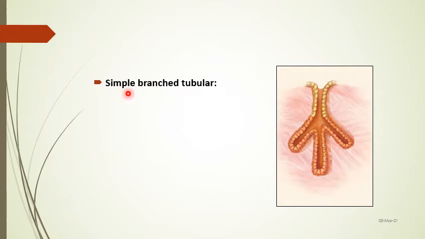عندنا تاني نوع simple branch tubular. زي ما قلنا, the duct does not branch, but the secretory portion is branching and it is tubular. Simple branch tubular.